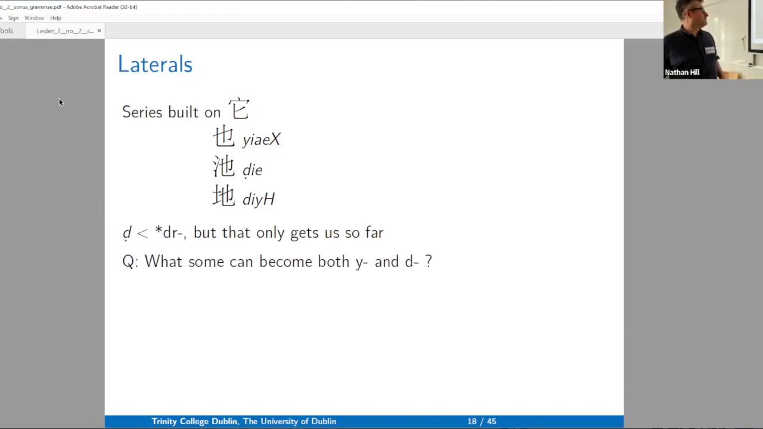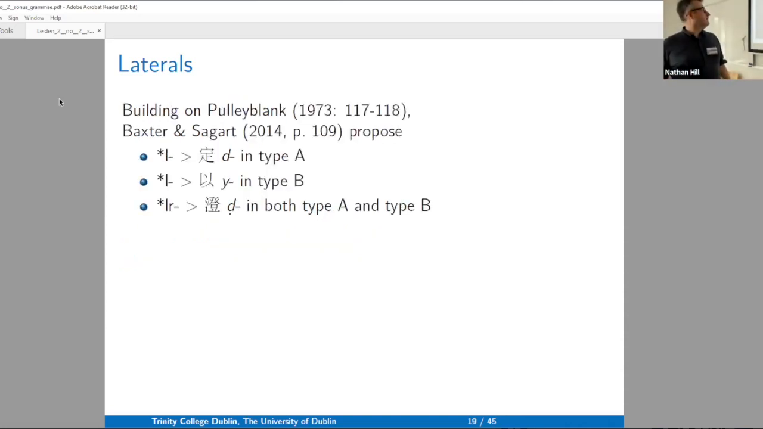So I just went through this actually, so never mind about that. But what can become a ya and a da? Well, the answer that we think the field of Chinese historical phonology has come up with is la. So then let's just go through those proposals. So L becomes D in type A syllables, L becomes ya in type B syllables, and LR becomes D in both type A and type B syllables.